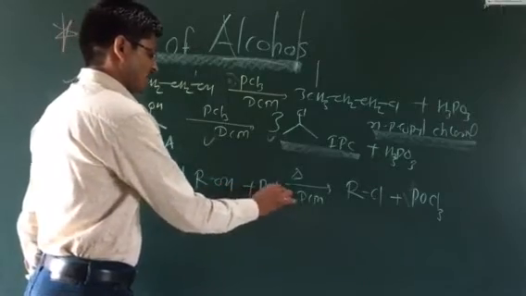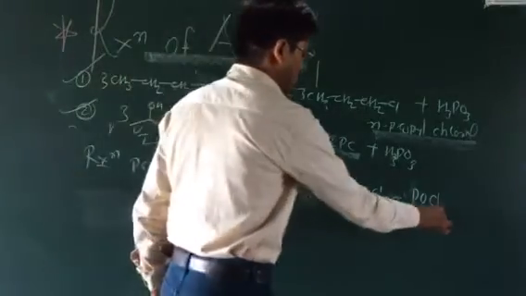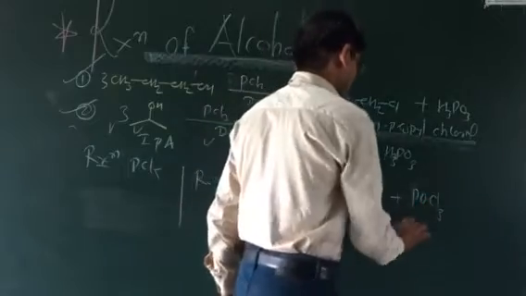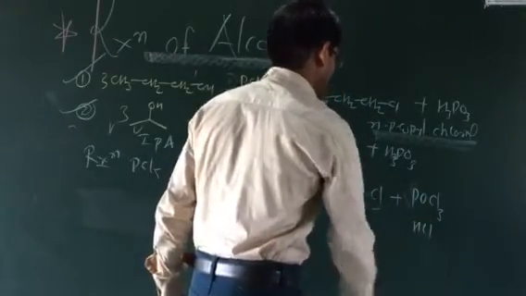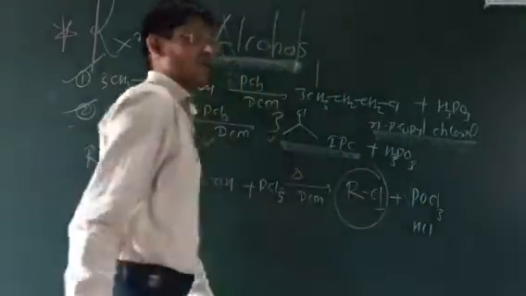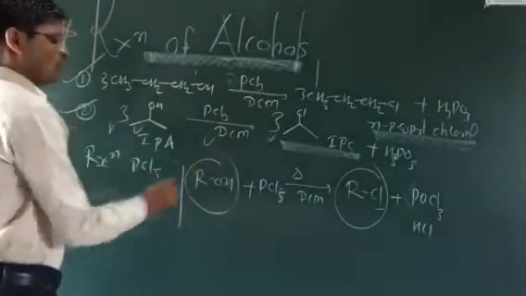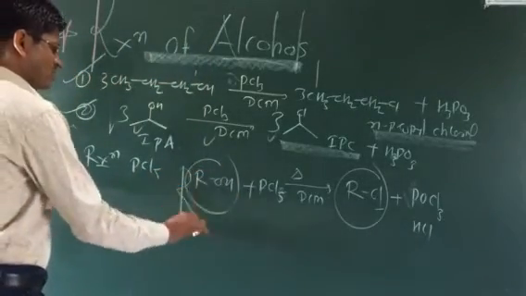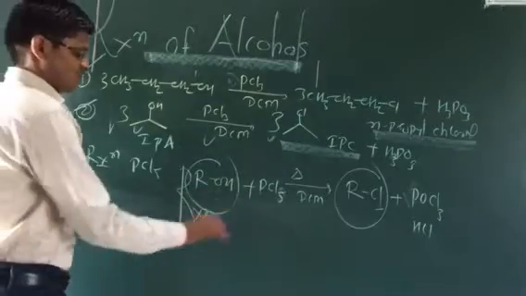How many chlorine atoms are there here? There are 5. How many have gone? 1 + 3 + 1, that is 4. And the other side product is hydrochloric acid. So this is the generation of alkyl chloride from alcohol, a general reaction.